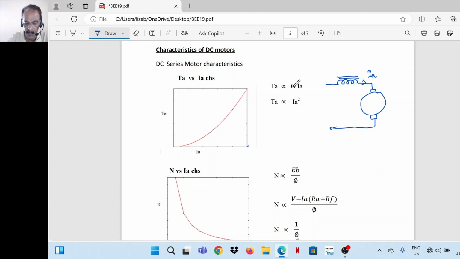So torque is proportional to phi into Ia. Since phi is proportional to Ia, torque is proportional to square of the armature current, or torque is proportional to Ia square. So the characteristics, torque versus armature current, is shown in this figure. Because torque is proportional to square of the armature current, torque versus armature current has got this particular shape.